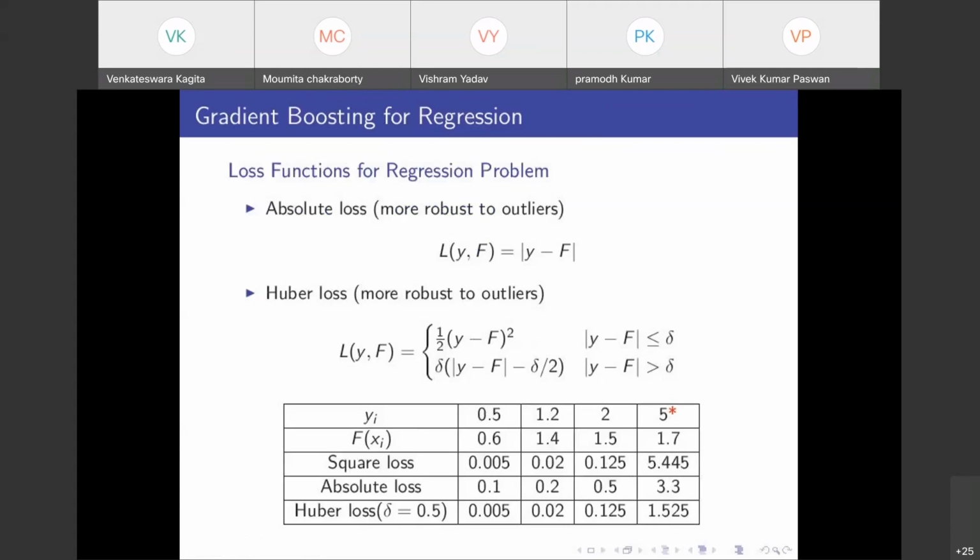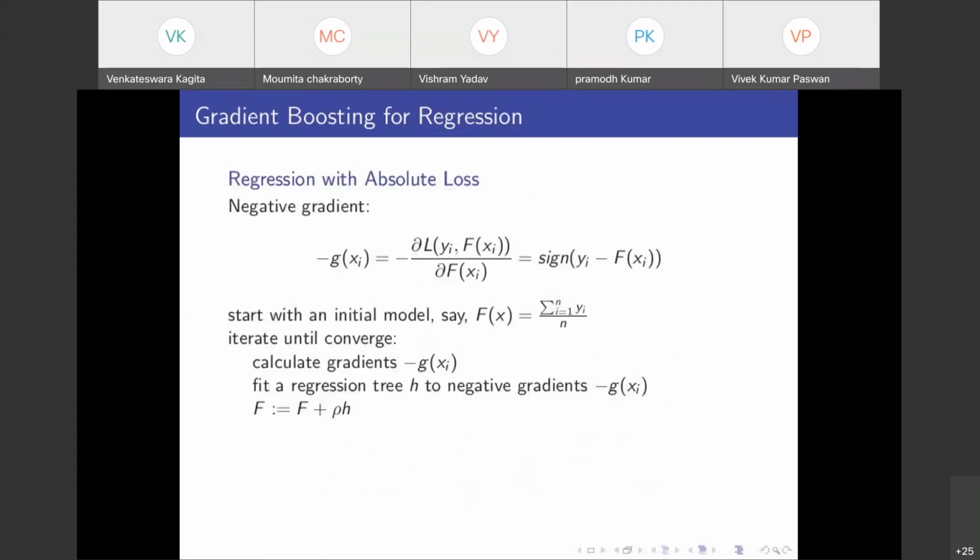Okay, so as a result, what would happen? Even if there is an outlier, you will not pay too much attention to it, and you will not try hard to incorporate that into the model. Instead, you will just ignore that outlier point. So that is the advantage of the absolute loss or the Huber loss. They don't pay too much attention to the outliers. So the procedure is the same for the regression with absolute loss or regression with the Huber loss.